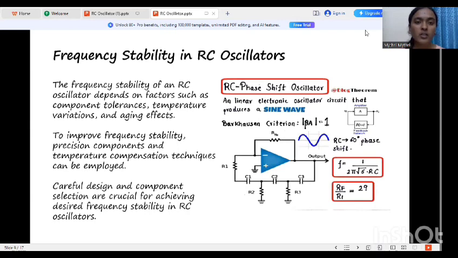Frequency stability in RC oscillators. The frequency stability of an RC oscillator depends on factors such as component tolerance, temperature variation, and aging effects. To improve the frequency stability, precision components and temperature compensation techniques can be employed. Careful design and component selection are crucial for achieving the desired frequency stability in RC oscillators.